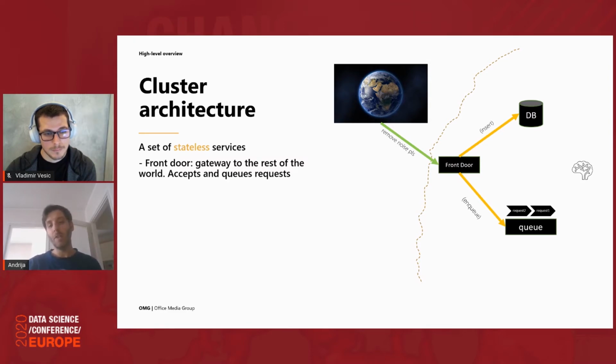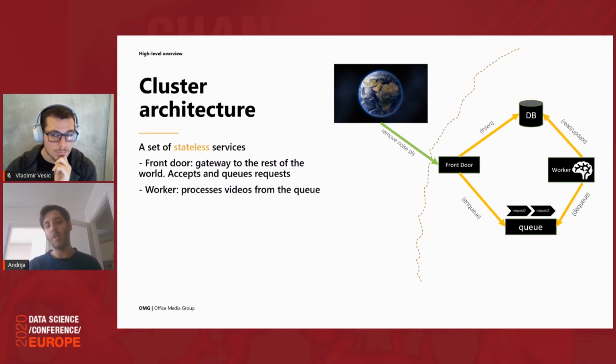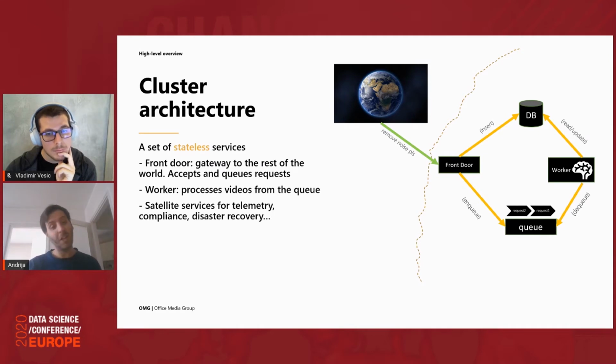Then on the other hand, we finally get to this brain part, and around that brain part is a service we call the worker, which is what we've explained on the previous slide, and it will read a message from the queue. It will go to the database to get all the request info, and it will then do the magic essentially.